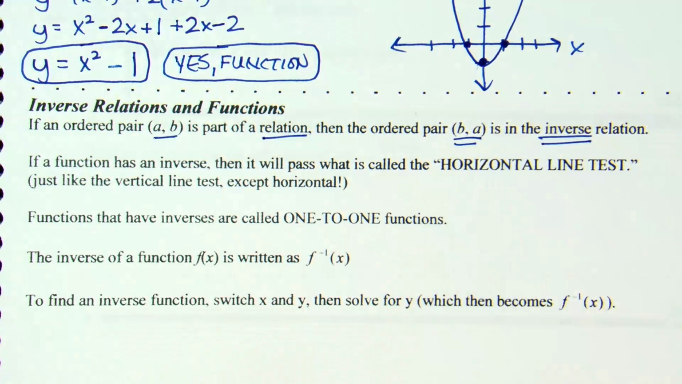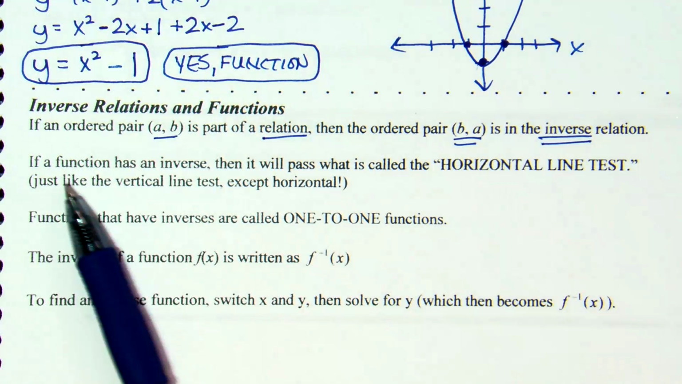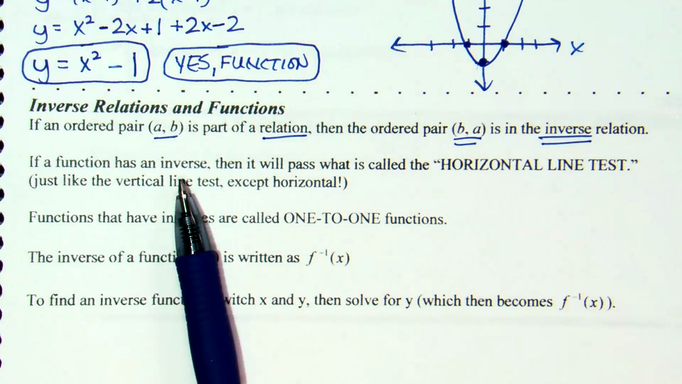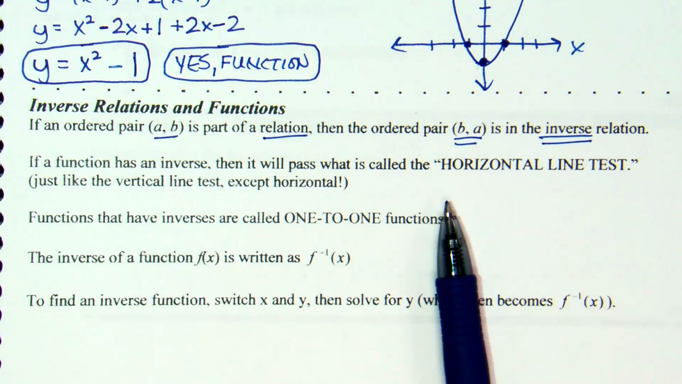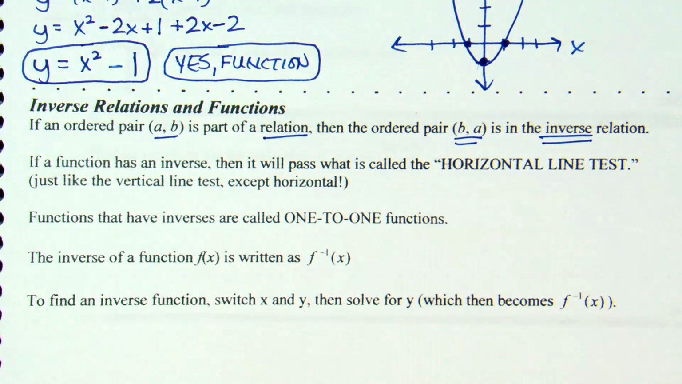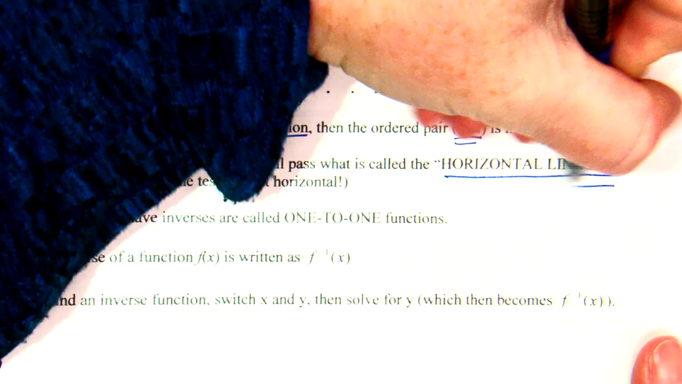Now, another piece of information here. If a function has an inverse, then it will pass what is called the horizontal line test. Just like the vertical line test, except horizontal. So what's a vertical line test do? A vertical line test tells us if something is a function. If it passes the horizontal line test, that says this function has an inverse. In other words, not everything is guaranteed to have an inverse. But if it passes the horizontal line test, it is. Okay, so same idea.